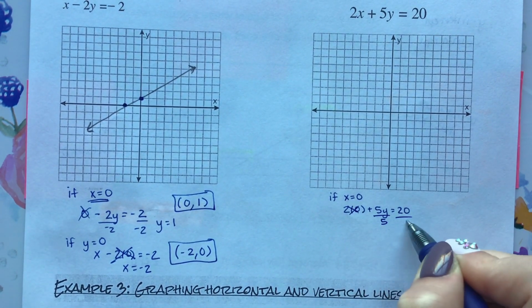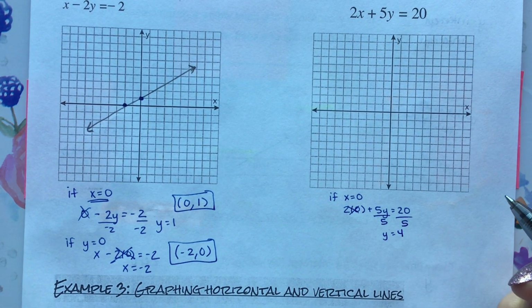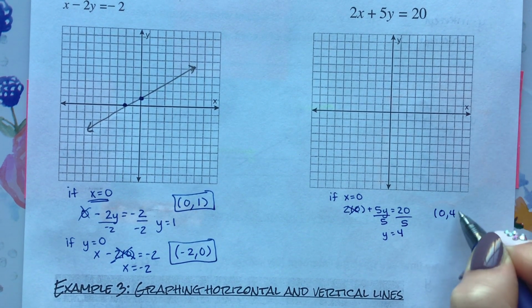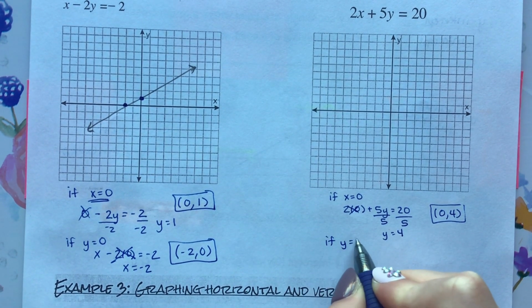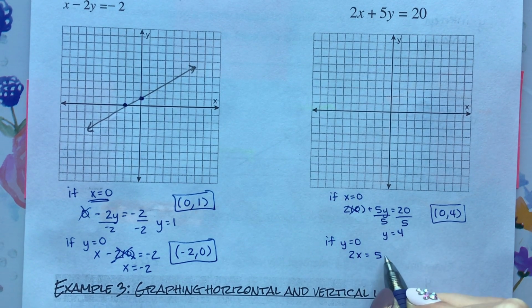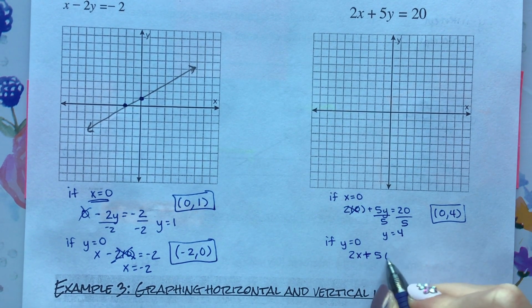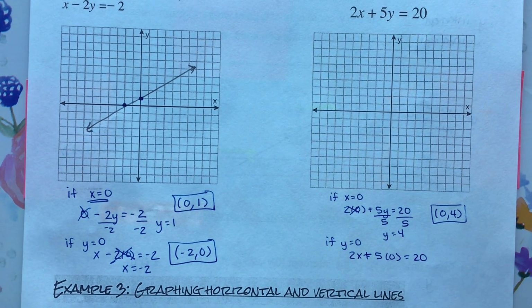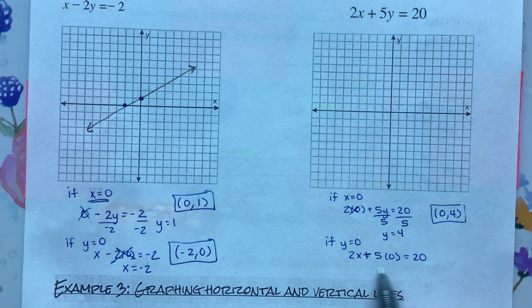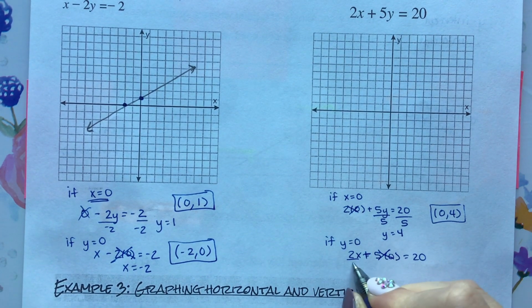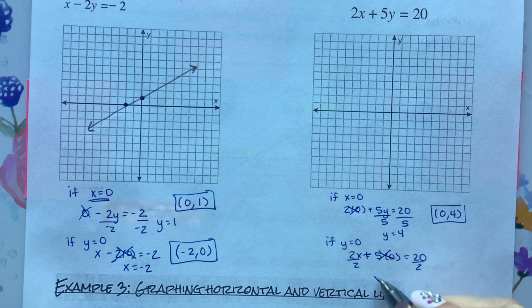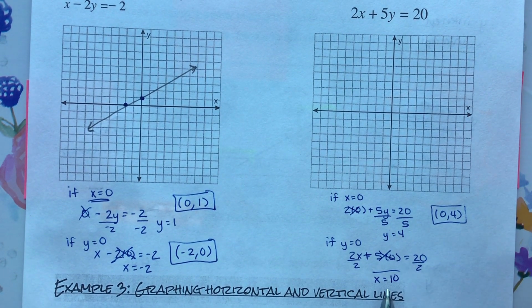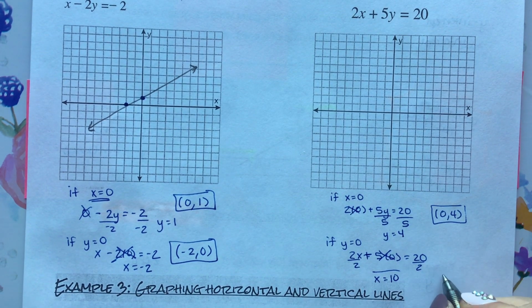So now I'm going to divide by 5 on both sides, and I get y is equal to 4. So my first coordinate that I can graph is 0, comma 4. What if y equaled 0, though? That would be 2x plus 5 times 0 is equal to 20. 5 times 0 is just 0, so those go away. I'm going to divide by 2 on both sides because I want to get this x all the way alone. So now I get x is equal to 10. But I need my ordered pair, so it's going to be 10, comma 0.